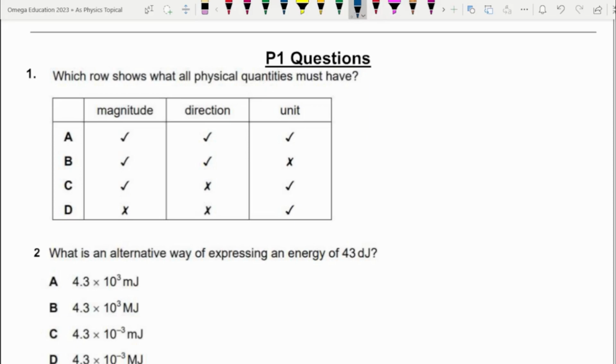So physical quantity, they must have magnitude and unit. Direction is optional. If they don't have a direction, they can still be a scalar quantity. They can still be a physical quantity.